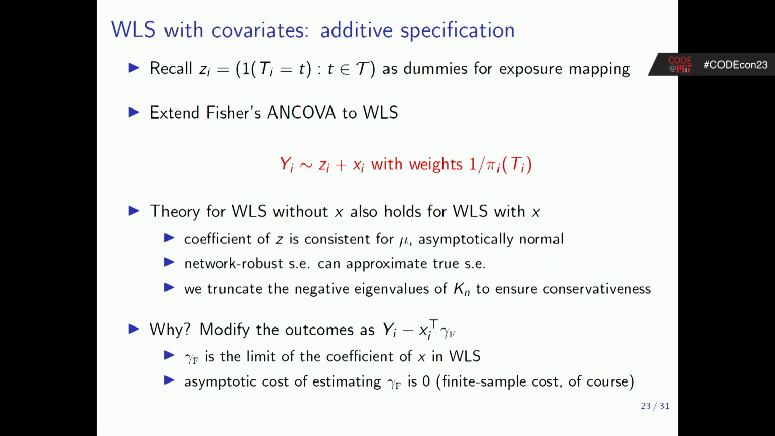Why? Because in the end, what matters asymptotically is that you move this linear part of X to the left. Basically, the theory works for the modified potential outcome because the coefficient of Xi, although it's random, in the limit converges to a constant. So it does not matter in the asymptotic analysis. Of course, there is a finite sample cost. In finite sample, you cannot have arbitrarily many covariates. It can hurt you, actually. But the theory says it's identical to the regression without covariates, and it can potentially improve efficiency.